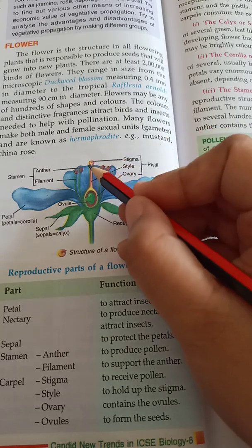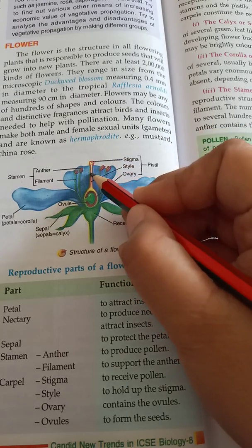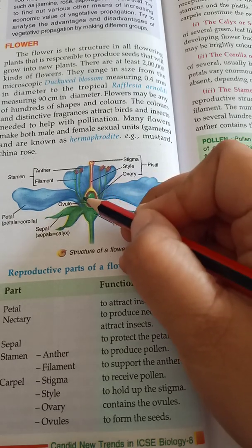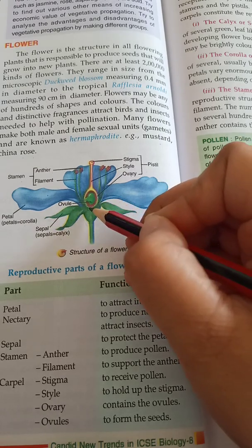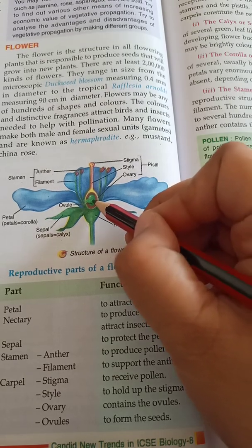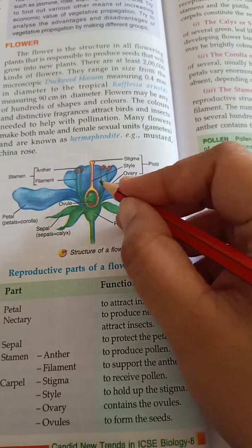The stigma is the sticky part at the top of the pistil, and the stigma leads to a tube-like structure which is known as the style, and it is further connected to an enlarged area at the base of the pistil which is known as the ovary. And this ovary contains the ovules, the female gametes. So this was about the structure of the flower.